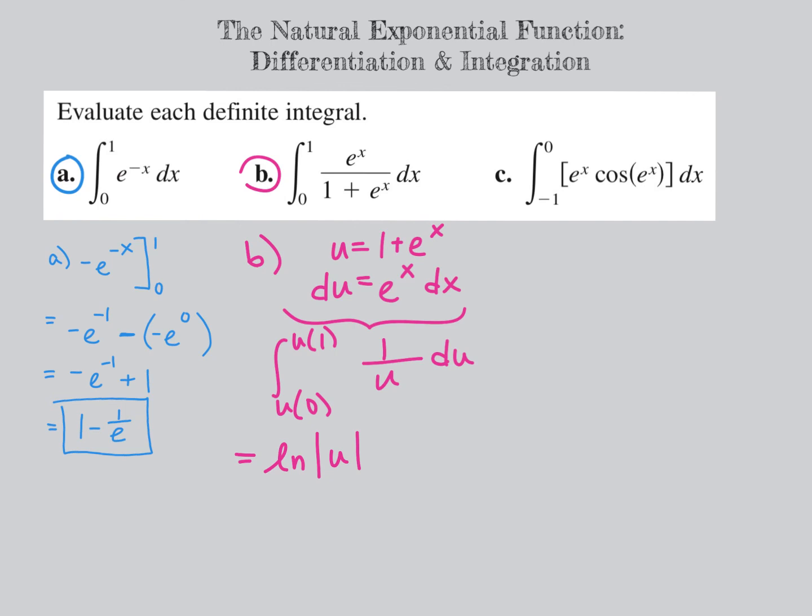Then, at this point, we want to back substitute. So when we do that, we'll have the natural log of the absolute value of 1 plus e to the x. And we don't need an absolute value anymore because 1 plus e to the x is always positive. Then we want to evaluate this. We're back in terms of x now, so we can just write it as 0 and 1.